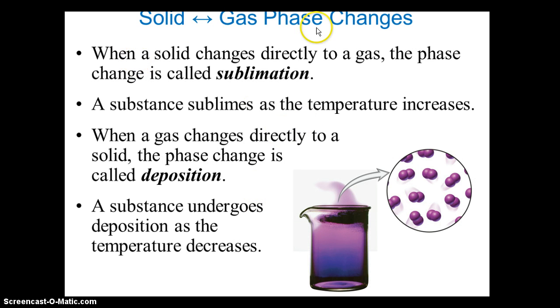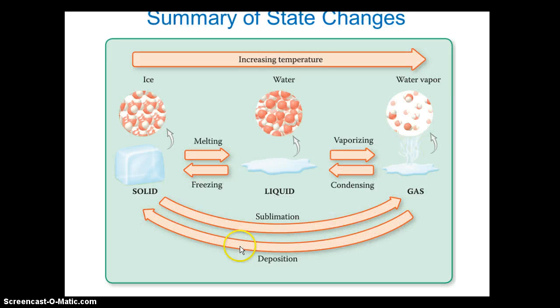When a solid changes to the gas phase directly without going into the liquid phase, that process is called sublimation. During sublimation, temperature increases. When a gas changes directly to a solid, the phase change is called deposition, and the substance undergoes deposition as temperature decreases. So you can see this picture: ice, water and water vapor.